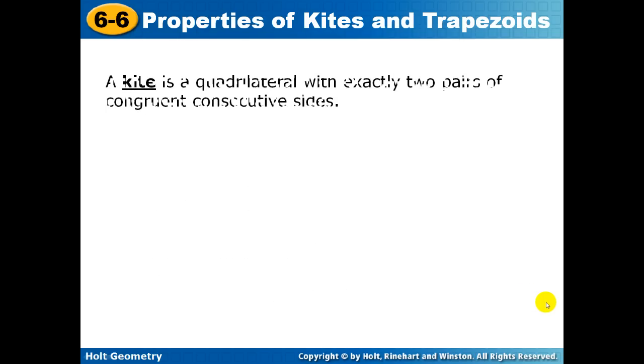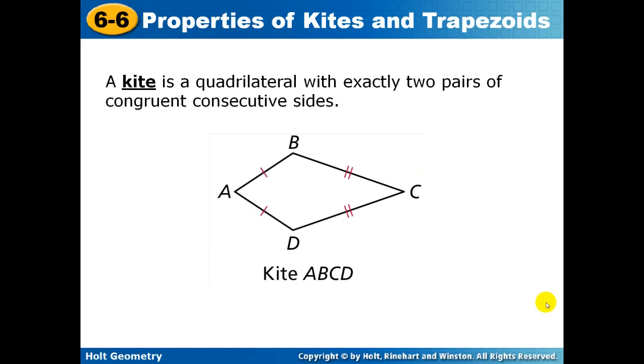So starting off with a kite. A kite is, of course, a quadrilateral, because everything we're talking about right now is a quadrilateral. It's got exactly two pairs of congruent consecutive sides. It's kind of like a rhombus in that we have consecutive sides congruent. The difference is that there have to be two separate pairs that aren't congruent to each other.